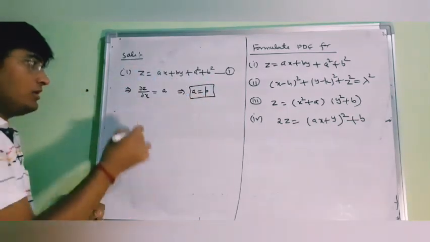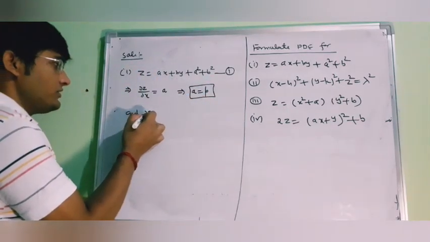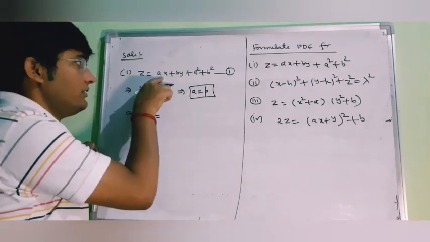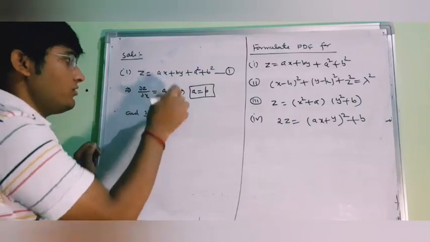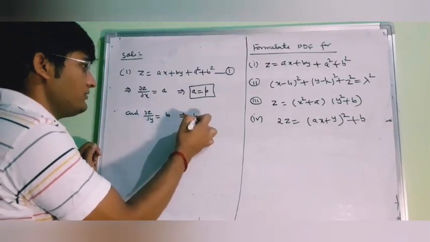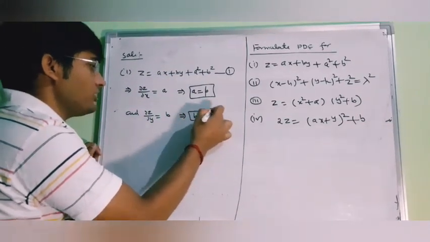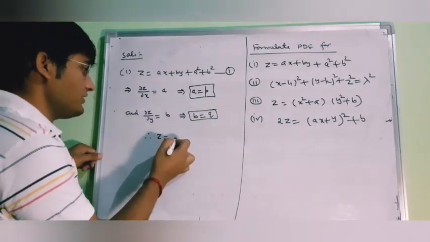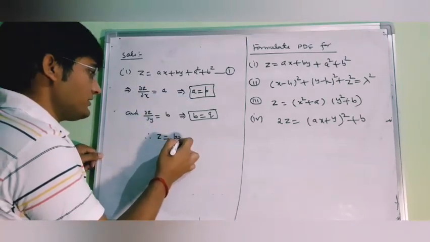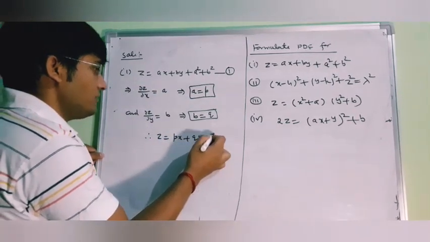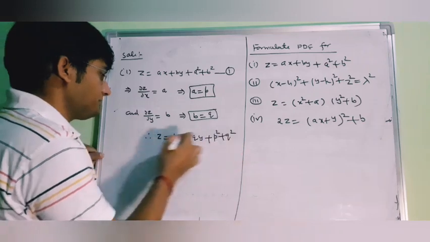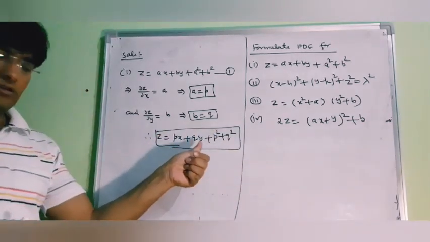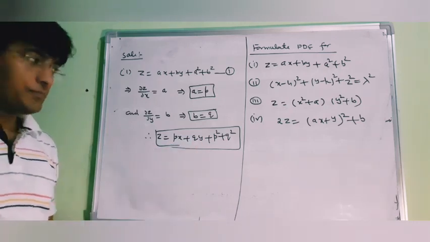Or you can say that a equal to del z upon del x, and del z upon del x has notation p. And if we differentiate equation number 1 partially with respect to y, the differentiation of ax will be 0, and here we will get b. So you can say that b equal to del z upon del y, and del z upon del y has notation q, so b is q. Therefore your answer is z equal to px plus qy plus some function of p square plus q square. So this is your partial differential equation as it contains the partial derivatives p and q.